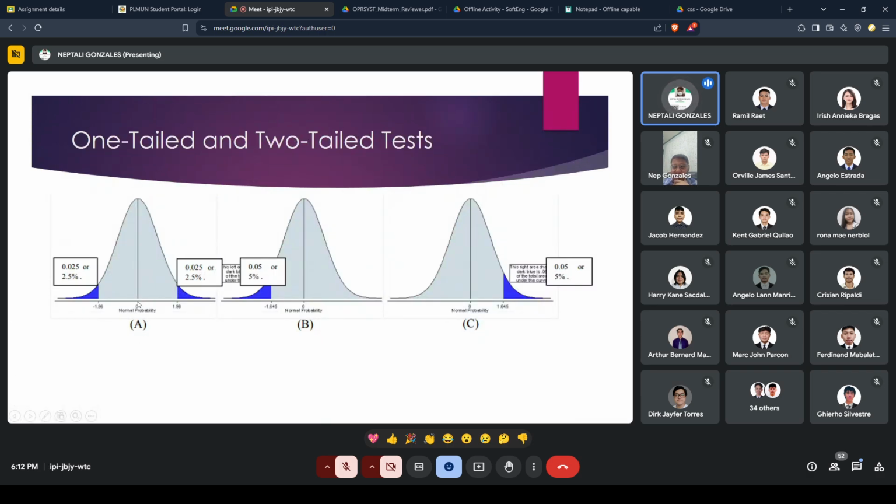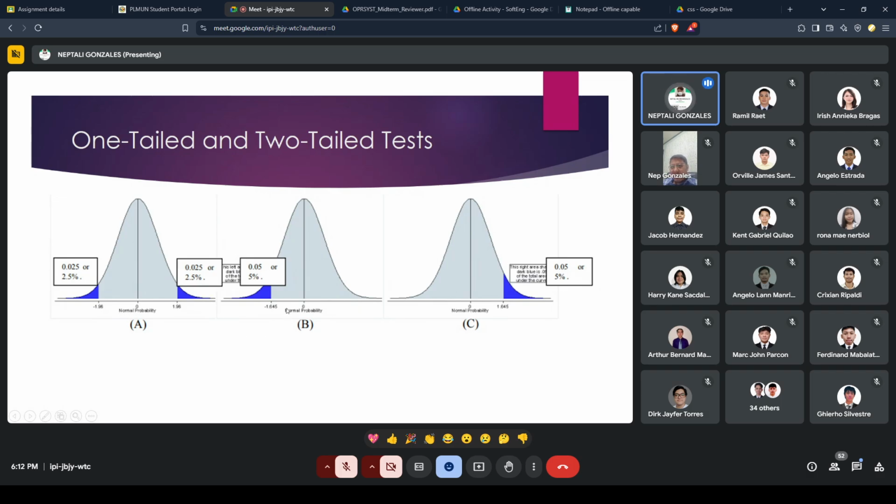So this is what I'm talking about. This is the normal distribution. This one is a two-tailed test because there are two. Yan, nakikita niyo yung blue. So meaning the value is negative 1.96. So this is given. Negative 1.96. So less than negative 1.96, we will accept. Greater than 1.96, we will also accept. And this is the normal probability curve or normal distribution.